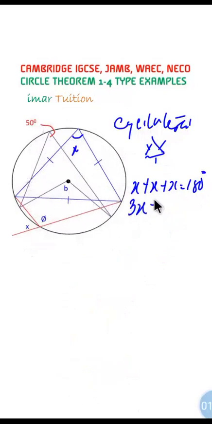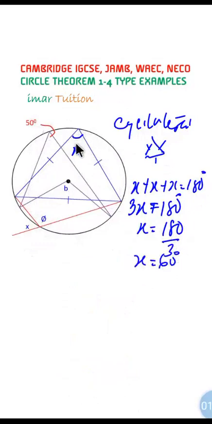We now have 3x equal to 180. x will be equal to 180 over 3. x will be equal to 60 degrees. So the angle here is 60. Similarly, the angle here will be 60, and the angle here will be 60.